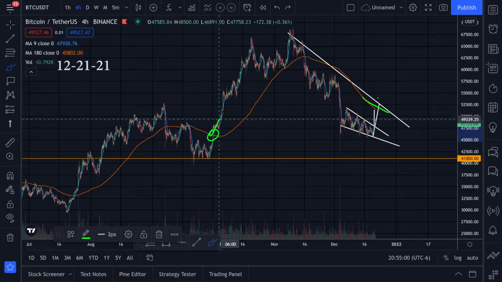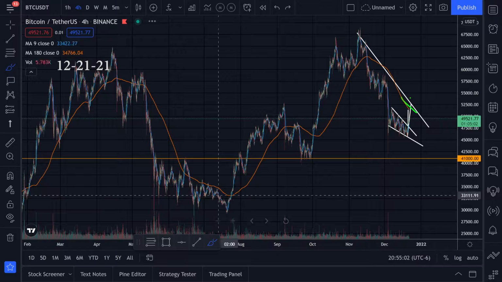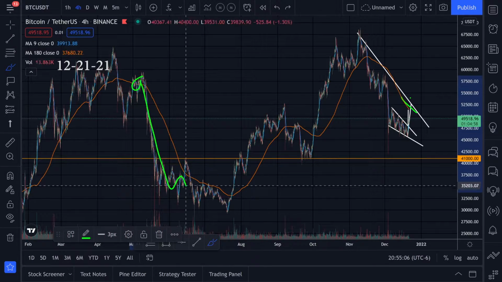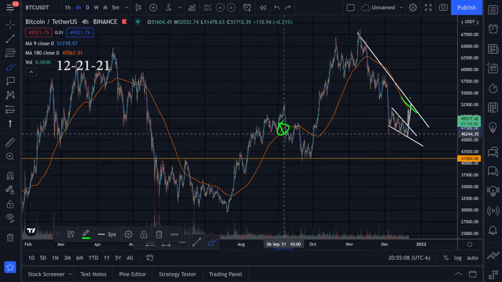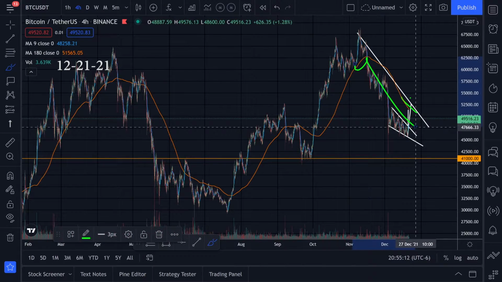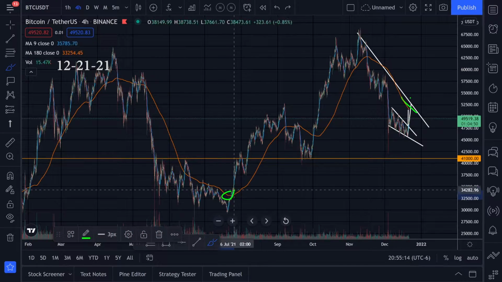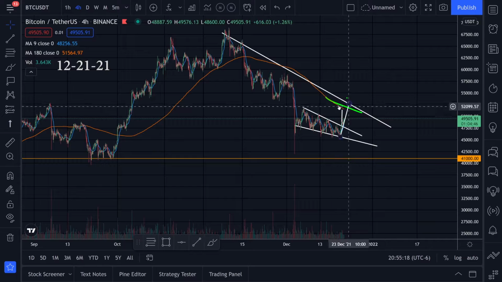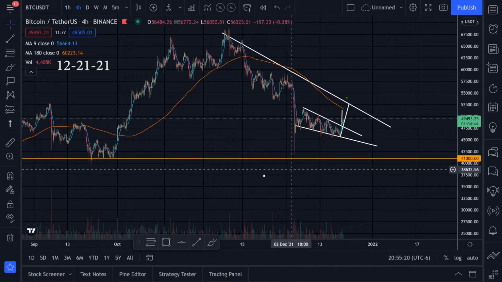When we broke above it right here, we got that nice move. Let's see where else. We broke above it right here, nice move. Broke below it right here, bear trend. Broke below it right here, nice bear trend. Pretty much every time we break below it, we get a nice bear trend, and when we break above it, we start moving to the upside. So this is probably one thing that I'm looking at that looks pretty good.